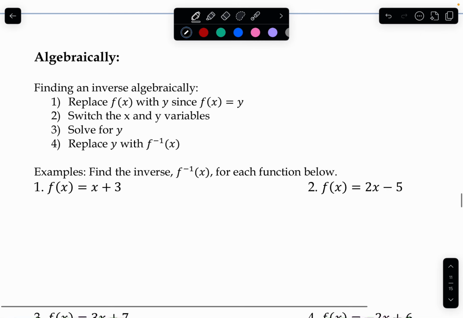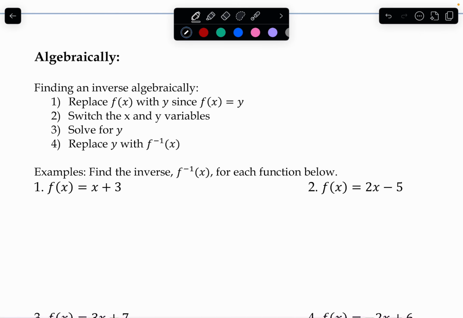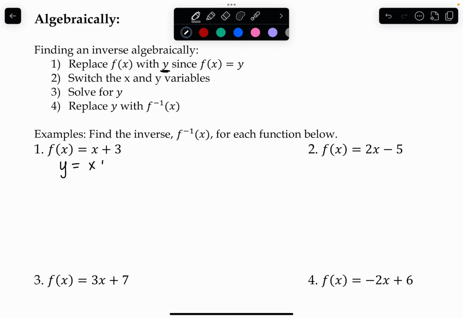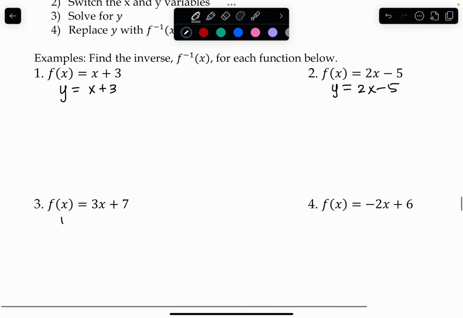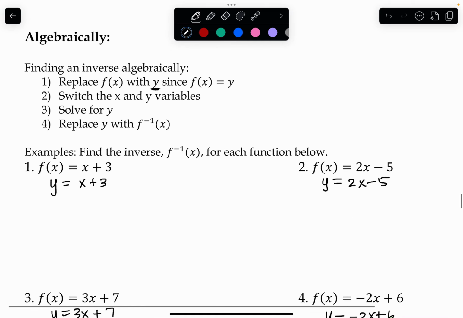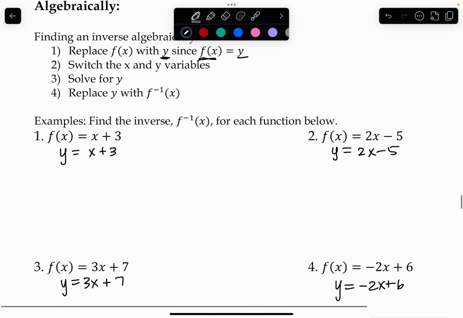Algebraically, we still switch the x and y. If they're using function notation f of x, go ahead and replace that symbol with the y. So for example, we would write y equals x plus 3, y equals 2x minus 5, y equals 3x plus 7, and y equals negative 2x plus 6. It's the same thing, just notation. f of x is the exact same thing as y, but we want to have the y here, and you'll see why in a second.